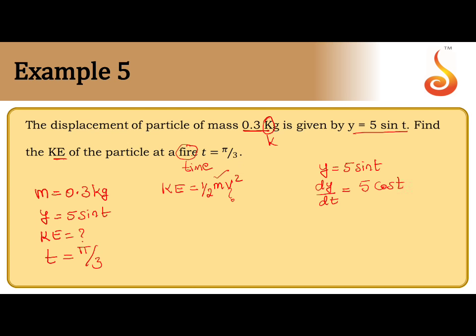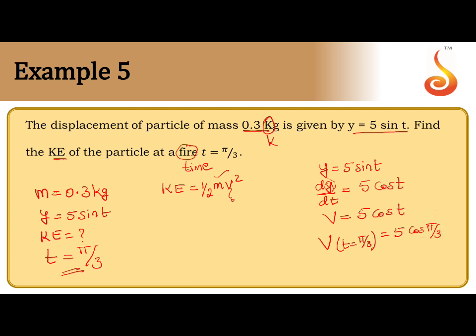We all know that y is displacement, t is time. Rate of displacement dy by dt, small displacement in a small time, is nothing but velocity. V equal to 5 cos t. We want the velocity and kinetic energy when the time is pi by 3. V when time equal to pi by 3. This will be 5 cos pi by 3.